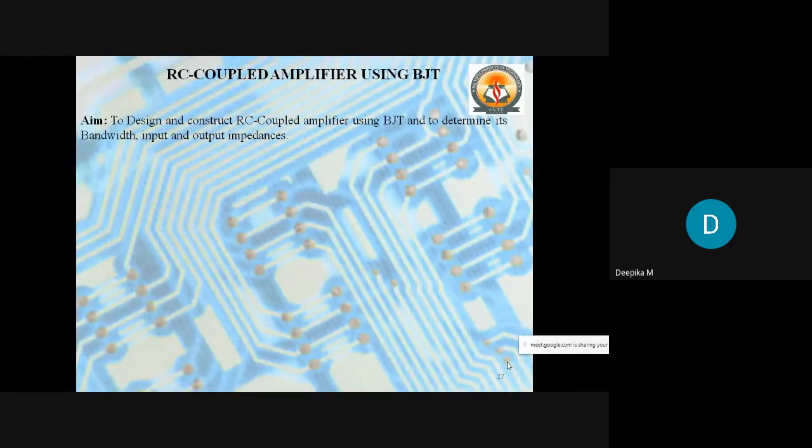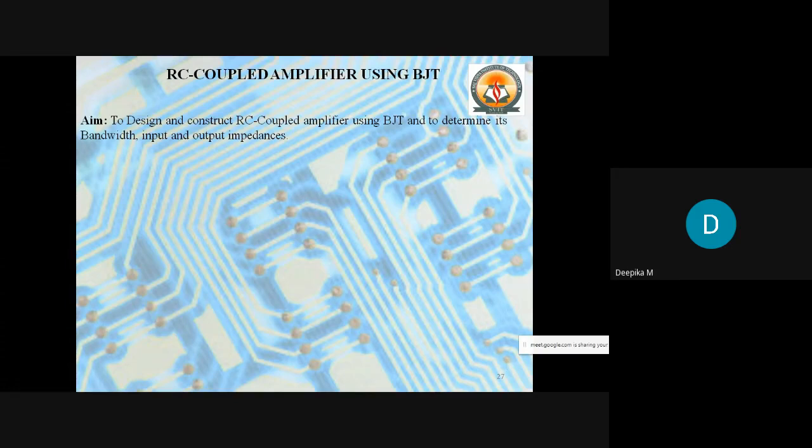If you have a two stage RC coupled amplifier, then both stages can be coupled by using only capacitors. So therefore these are nothing but RC coupled. Why? Because in the circuit you will find only the BJT, resistors and capacitors. Apart from this, you won't find any other semiconductor devices. So therefore this is called an RC coupled amplifier, and we will be determining its bandwidth.